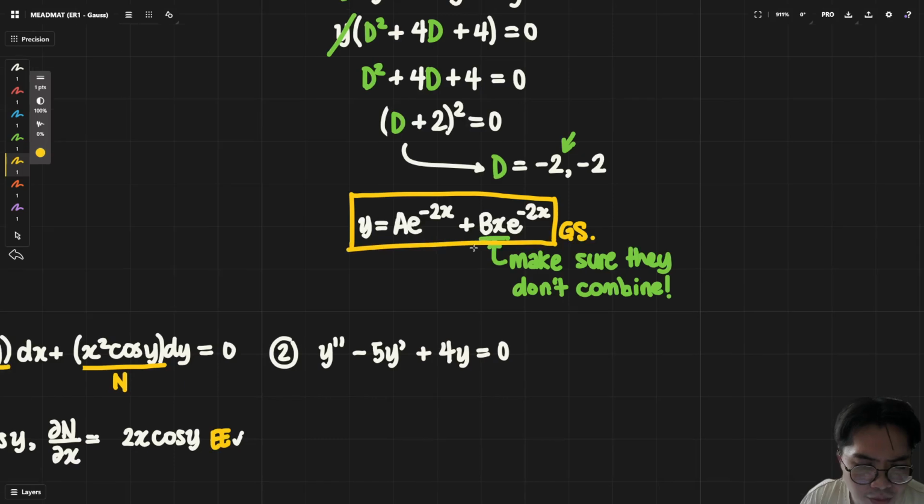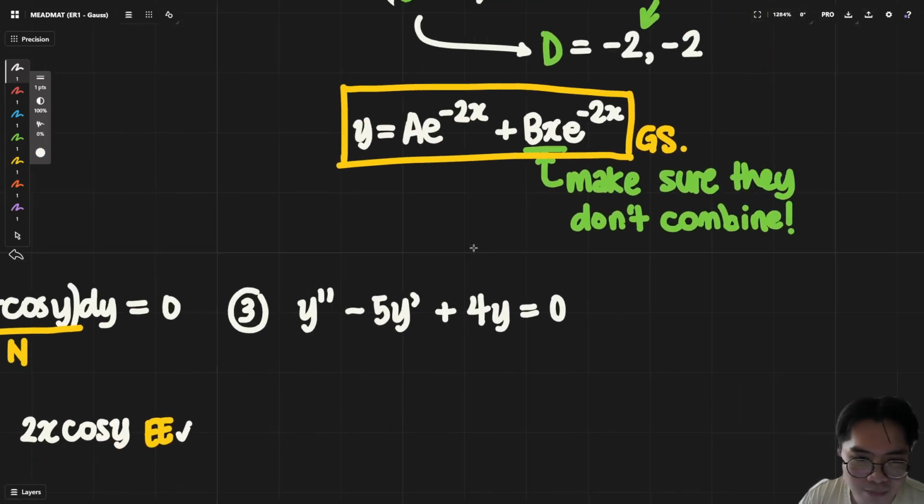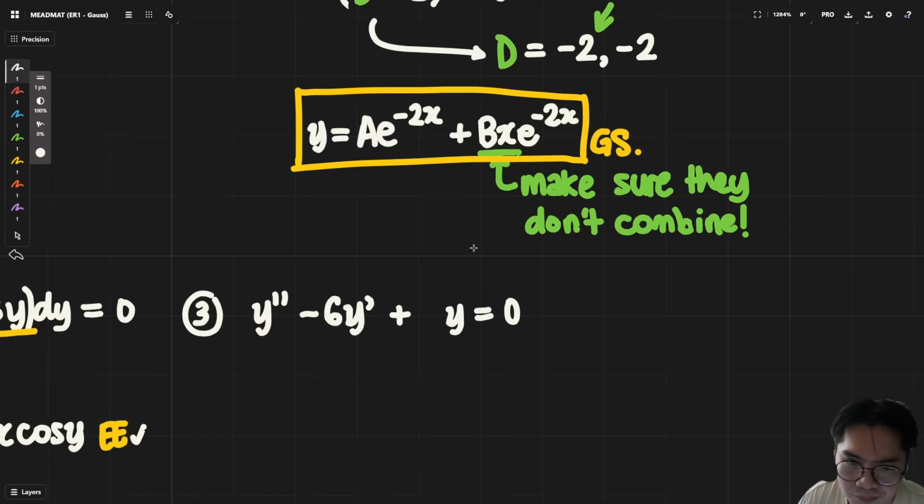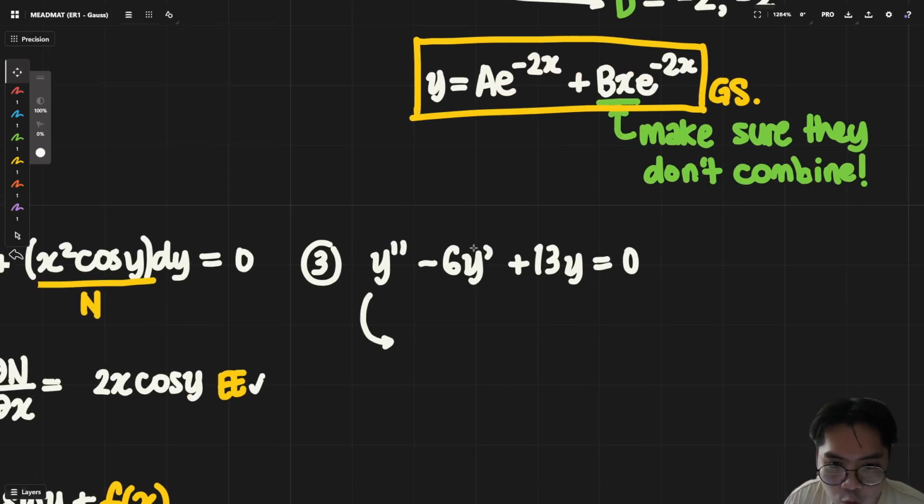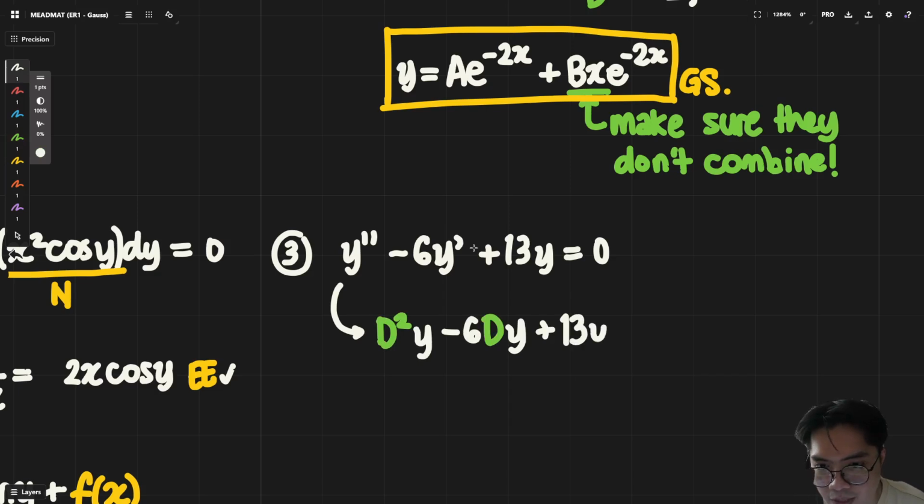Now, for this number 3, I can see that my examples are not very great. Let me try and edit this a little bit. I will make this 6y. Then I will make this 13. Yeah, maybe 13 would be good. Okay, now let's turn this into its differential operator form. Again, d squared y minus 6 dy plus 13y is equal to 0.